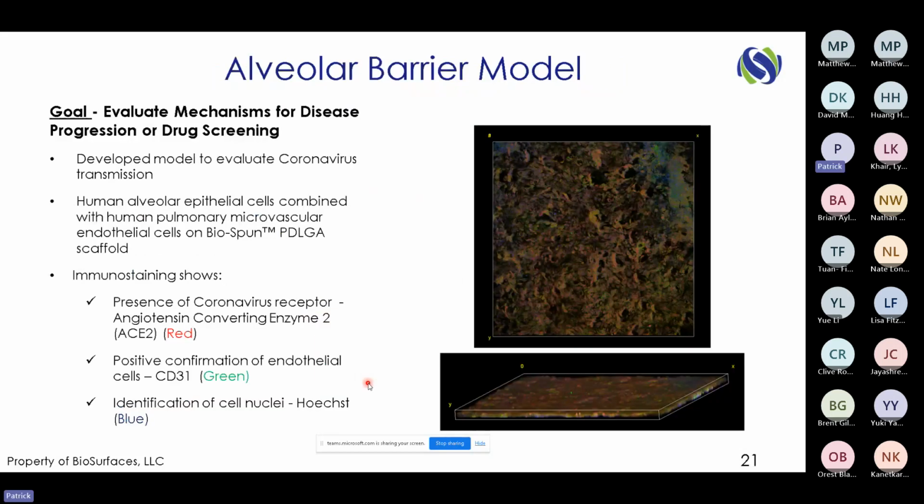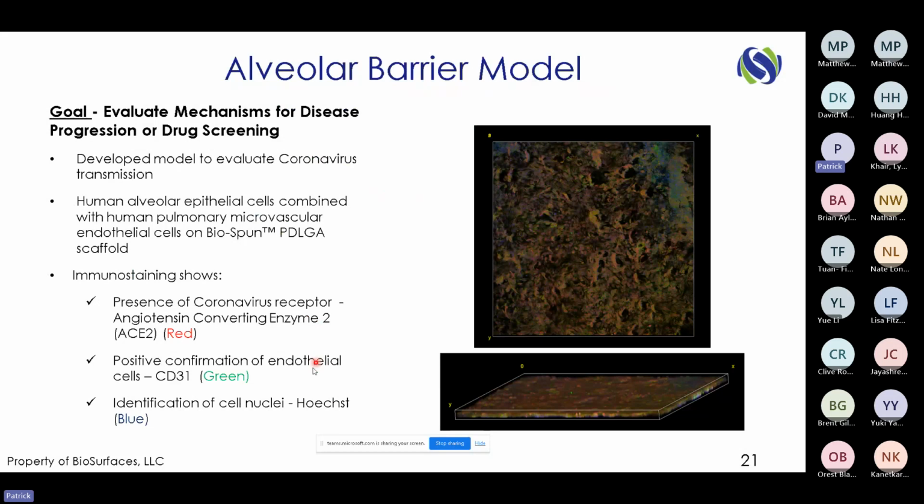All right, this was a really interesting model of the alveolar barrier. Again, a lot of this work was done during the height of the coronavirus, when it was just coming on board. So we were focused on coronavirus transmission. In this model, again, we used a very thin biodegradable PDLGA scaffold, and we used human pulmonary microvascular endothelial cells on one side, and then we cultured human alveolar epithelial cells on the other side.